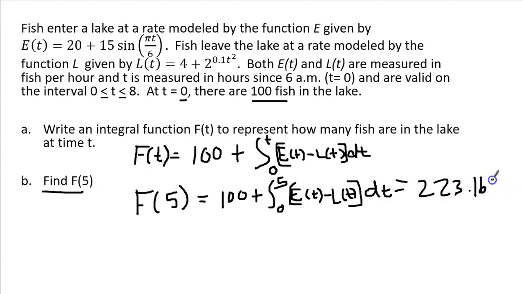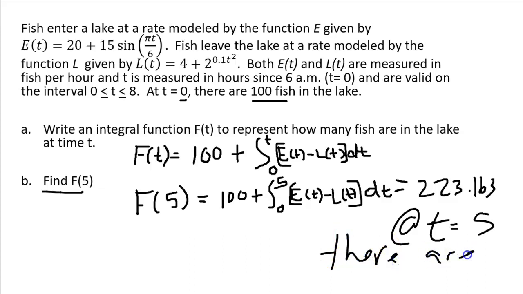Now we want to interpret it. What does that mean? This means that at t equals 5, which by the way would be 11 a.m., because if 0 is 6, then 5 would be 11 a.m. So you could also say at t equals 5, there are 223 fish in the lake. Okay, so that's what that means, because the F formula basically just tells you how many fish there are. All right, so let's go ahead and move on to our next question.